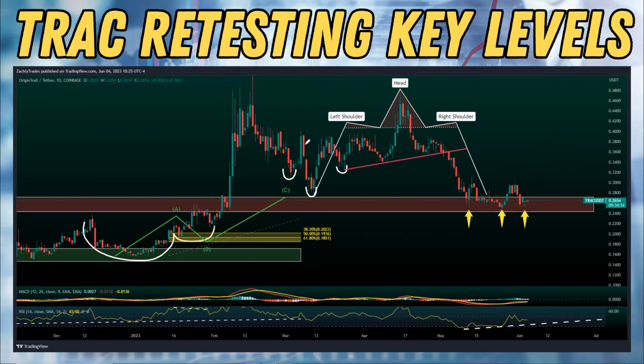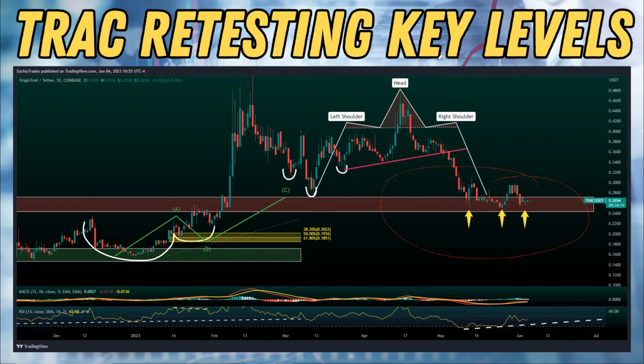We did have a little bit of an inverse head and shoulders right here. We had a left shoulder, head, right shoulder, and that played out very nicely. And it ultimately led to a larger head and shoulders. You can see once we broke that neckline here, ultimately we did get that strong push to the downside. We had the left shoulder here, the head, the right shoulder here, and now we're retesting this demand zone.